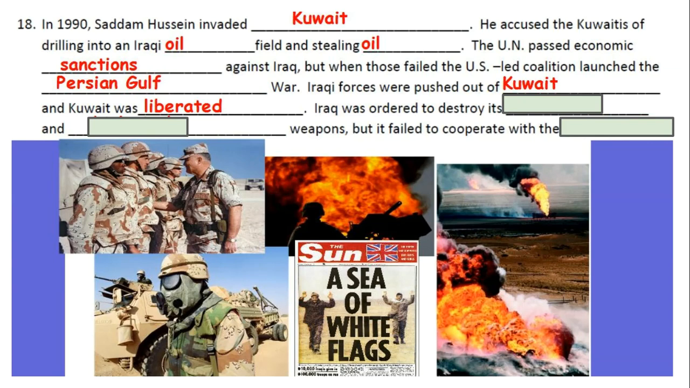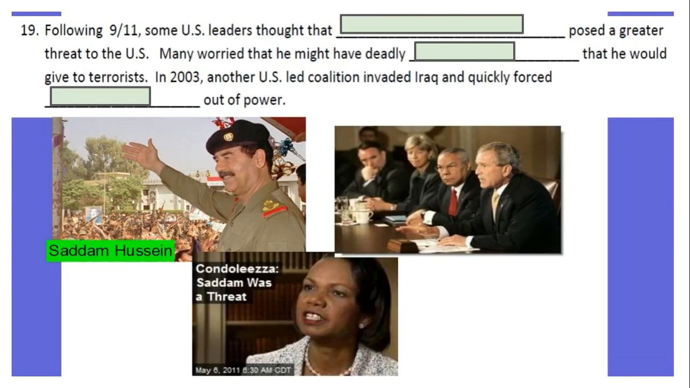Iraq was ordered to destroy its chemical and biological weapons, sometimes known as weapons of mass destruction, but it failed to cooperate with United Nations arms inspectors who came in to verify that they had done this. And this becomes the issue as we move into the 2000s.